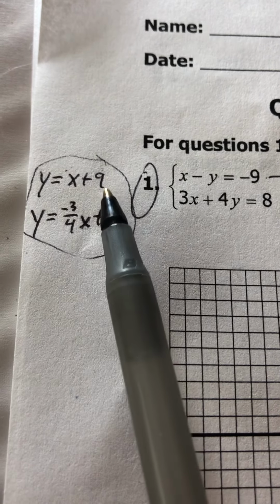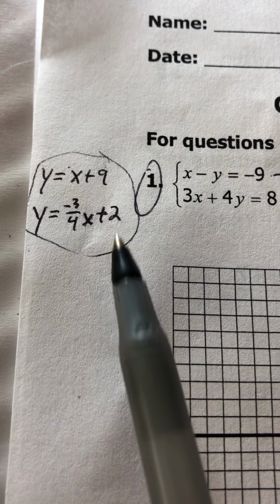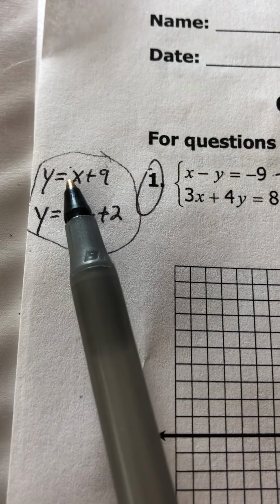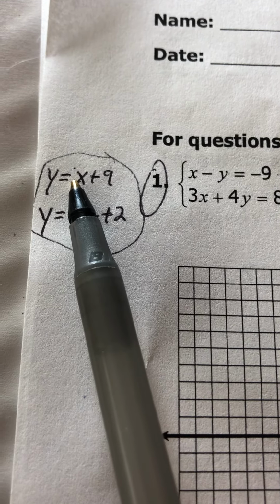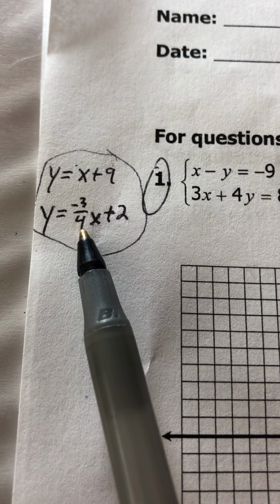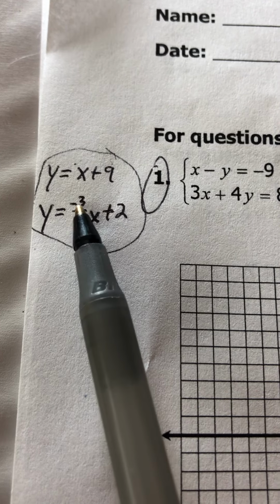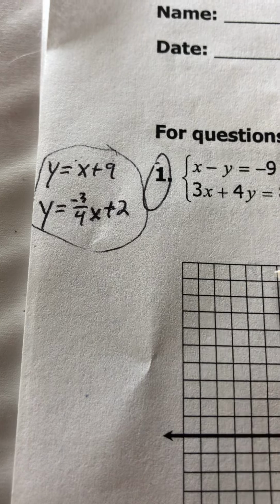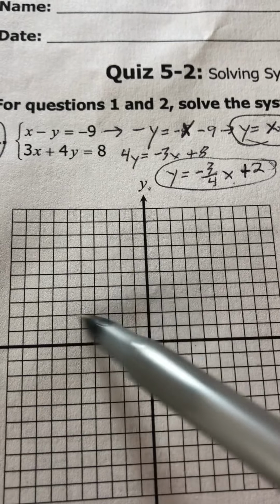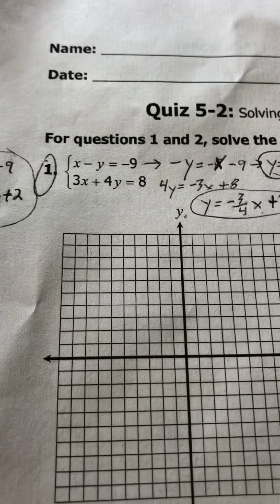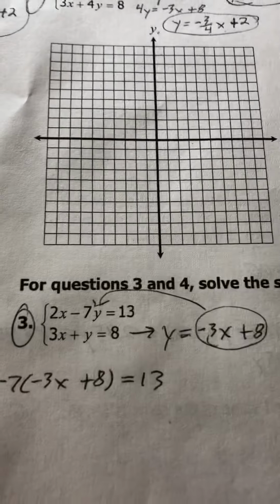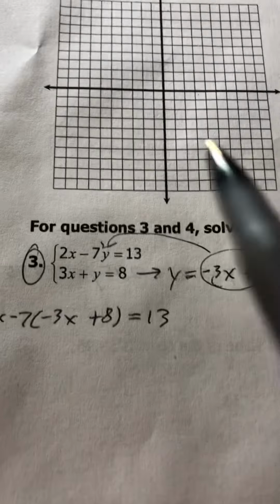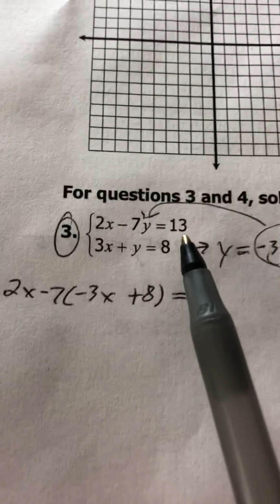Graph these equations. Remember, this is your y-intercept. This is your slope. It's a slope of 1. This is a slope of negative 3 over 4. So it's going to go down 3 over 4 from this y-intercept. Okay? Where they intersect is going to be somewhere over here. And that's going to be the solution for number 1. Number 2. Number 3. We're not doing the even ones.